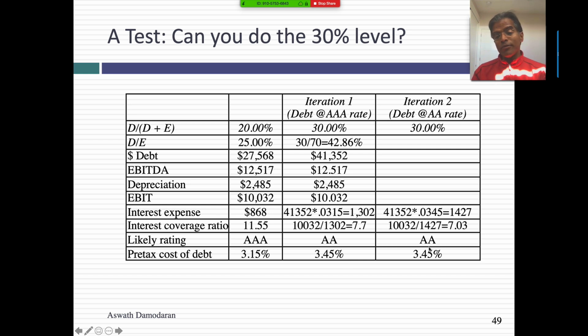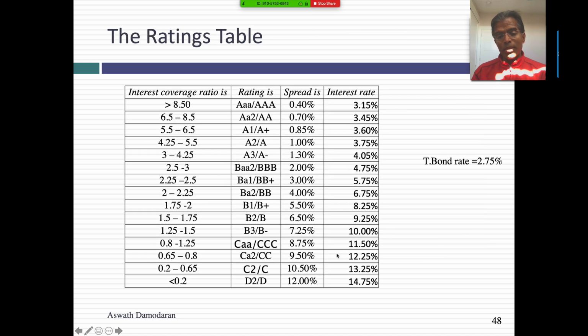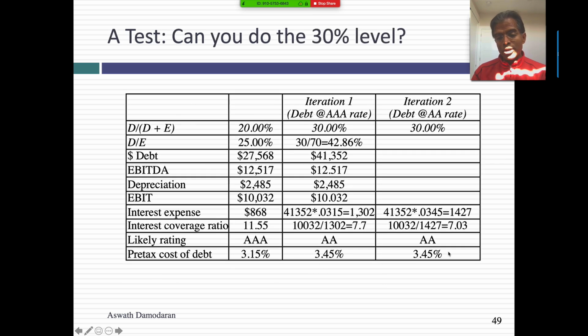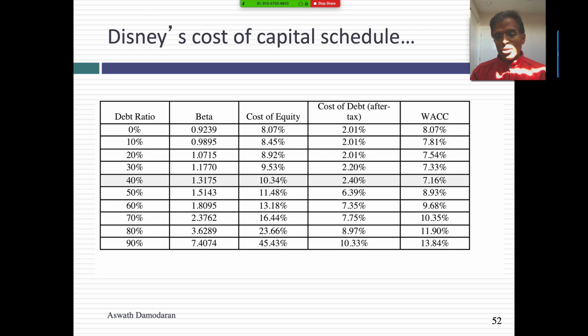Now, do you see why I have the second column there? I go back and I recompute my interest expense with a 3.45% interest rate. That gives me 1,427. I recompute my interest coverage ratio. And then I very gingerly turn back to the previous page and hope that I stay within the same ratings class. And here I got lucky. I stayed at 7.03. I'm still at a AA rating, still a 3.45% rate. The rates match up. I can move to the 40% debt ratio. So that's the iterative process. It requires 2, sometimes 3 iterations to get there. And that is the way we get the cost of debt.